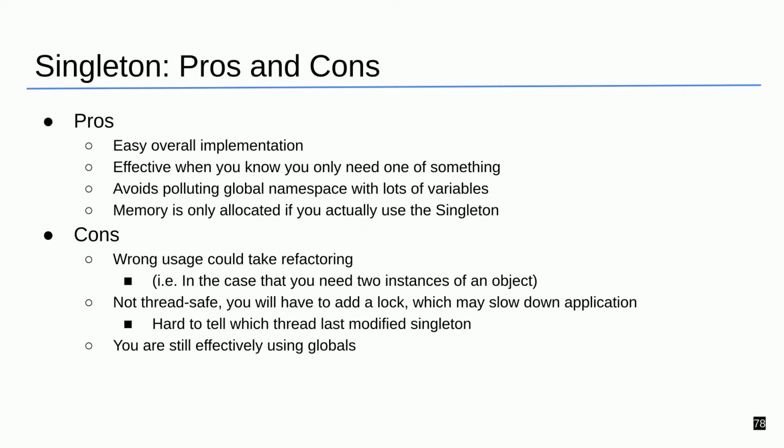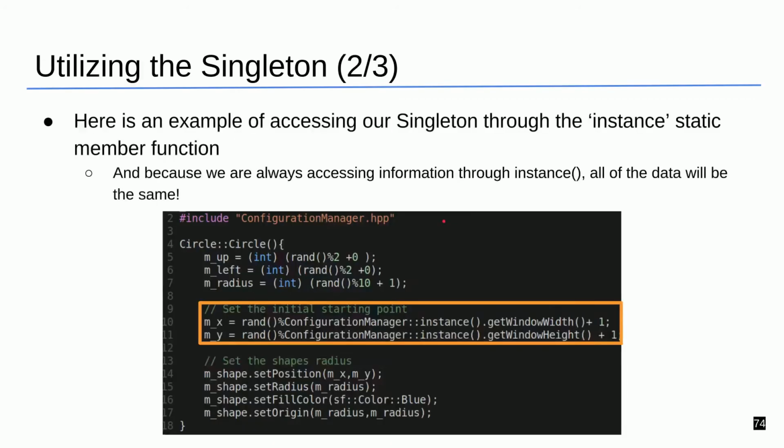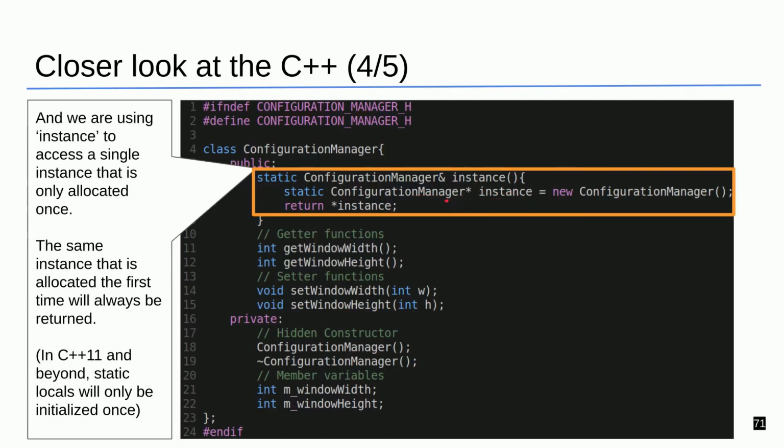Okay, so success. Wrapping up the singleton, but again, we want to be good software engineers and understand the pros and the cons. So the pros are, overall, this is an easy implementation. It's effective when you know you're only going to need one of something. We're not creating a bunch of global variables. We call this polluting the global namespace if we just have lots of variables, window width, window height, sort of around in our programs. And memory is only allocated if you actually use a singleton, right? Only if we construct one of these singletons does it actually get built.